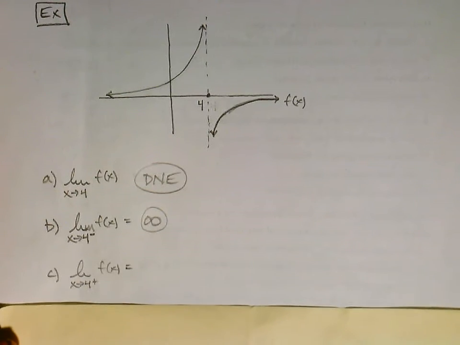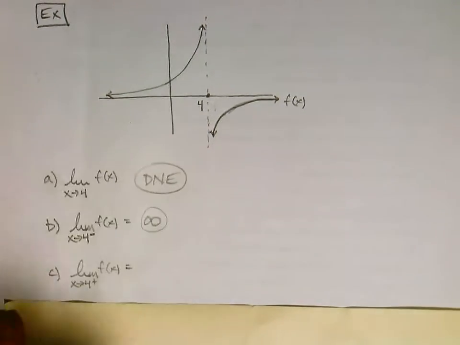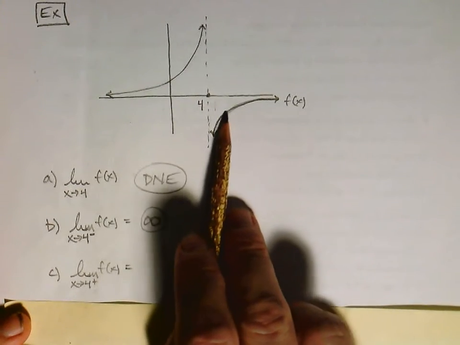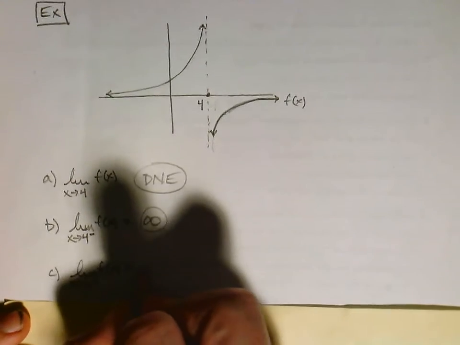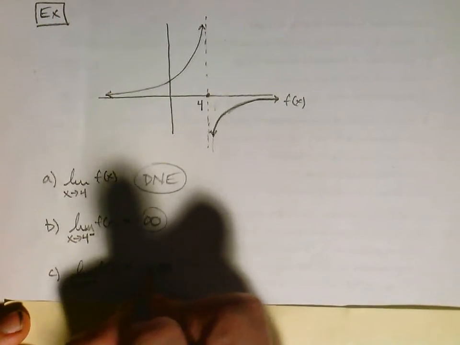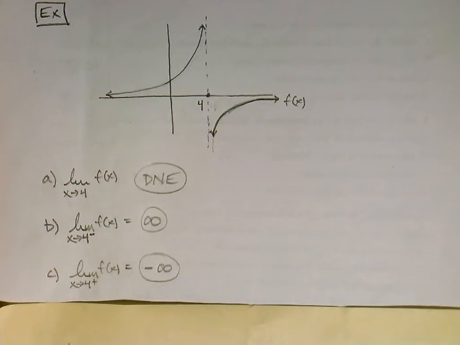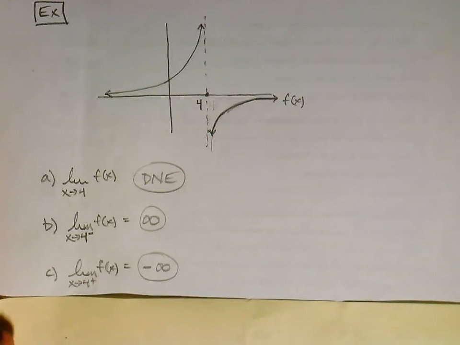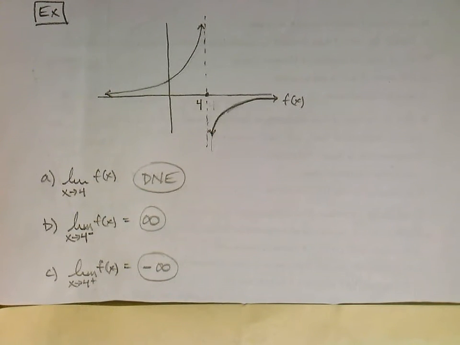And kind of in the same way, what if we were to take the limit of f of x as x approaches 4 from the right? You think, well, from the right, it's going down, down, down, and that is negative infinity. Okay, so we call these infinite limits because the answer is infinity. Now, the name really is important. It's the concept that matters. But these are the infinite limits.